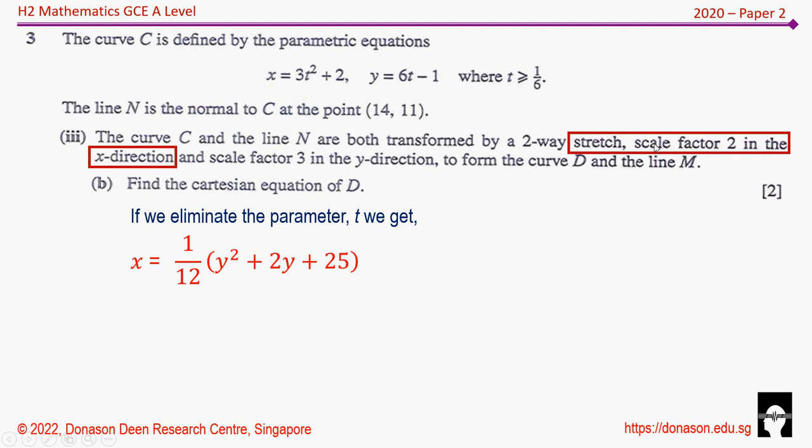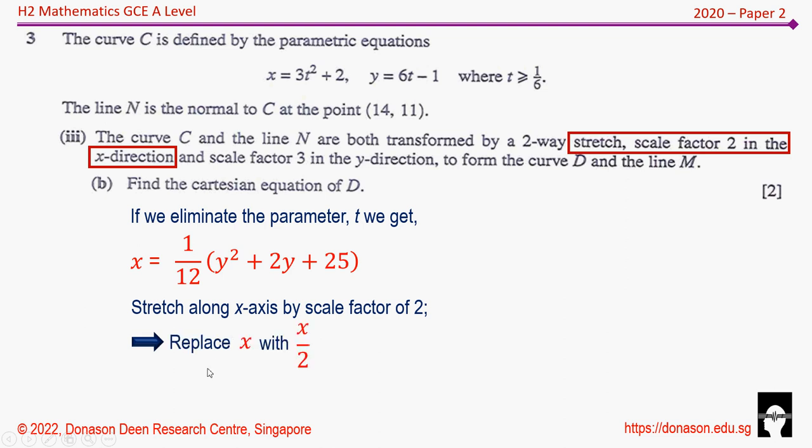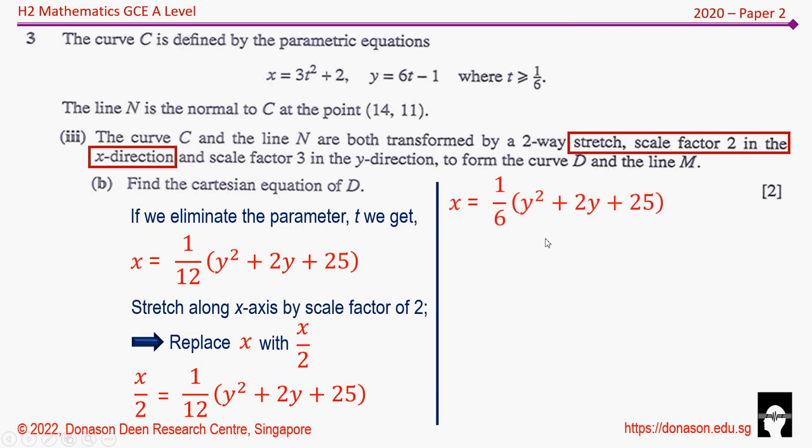So you're told to stretch by a scale factor of 2 in the x direction, so I'm going to just replace the x with x over 2. So of course the x becomes replaced with x over 2, so we have this equation, which is basically the equation after you perform a stretch with a scale factor of 2 along the x direction. Here there is a 2, here there is a 12. Let's eliminate the 2 by multiplying both sides of the expression by 2. So 1 over 12 is going to turn into 1 over 6. So we get the equation x equals 1/6 y squared plus 2y plus 25 after you perform the stretch along the x direction.